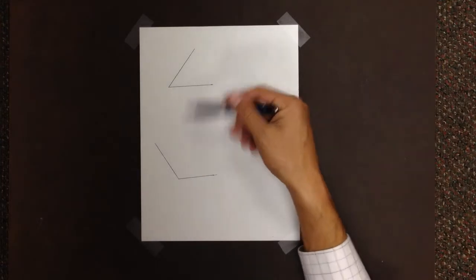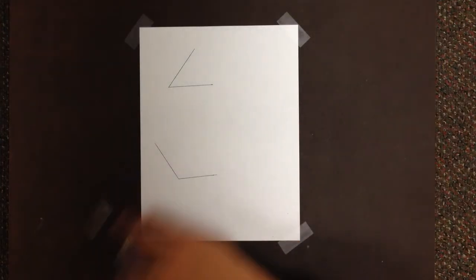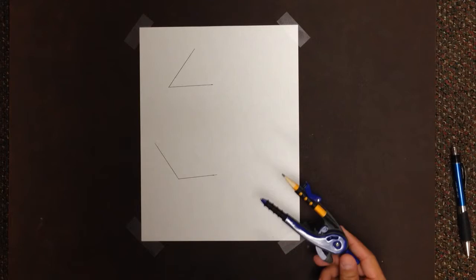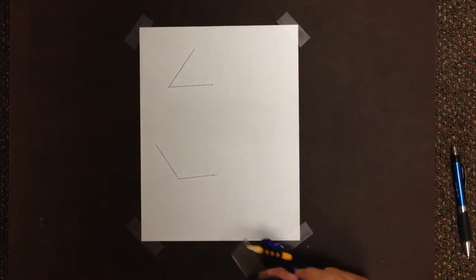Today we are going to construct angle bisectors. What we have here on our paper are two separate angles, one acute, one obtuse. I don't know what their measurements are. Frankly, I don't care right now. What we are going to do is construct an angle bisector, and the reason I have two angles will be explained in just a second.